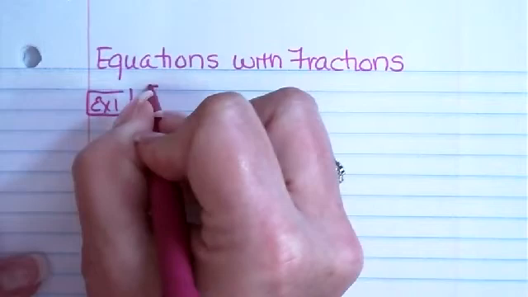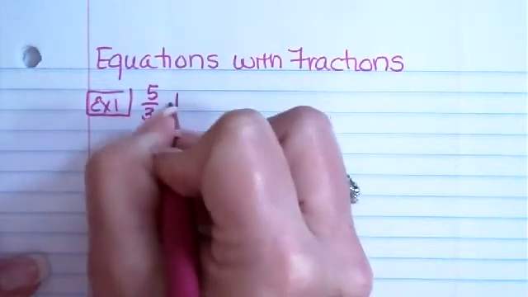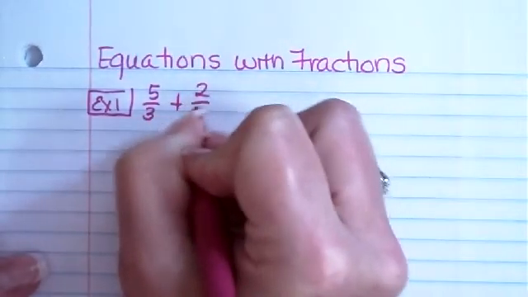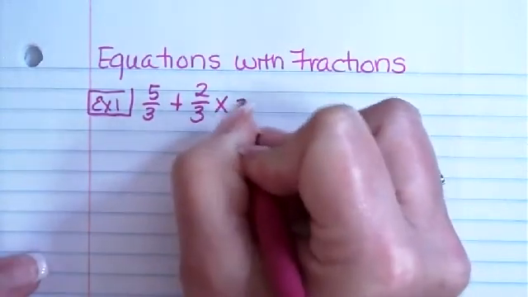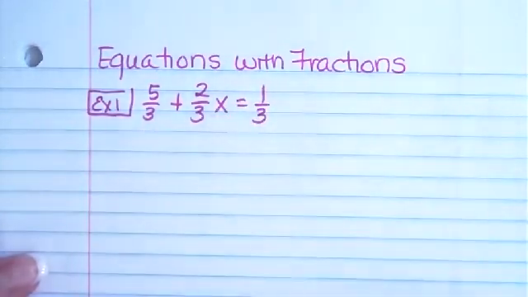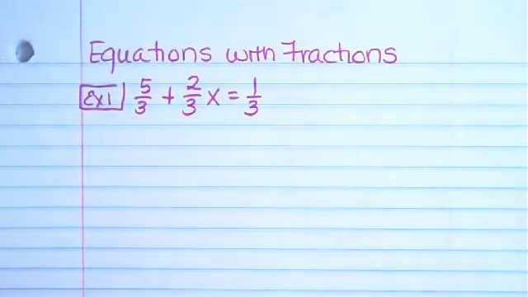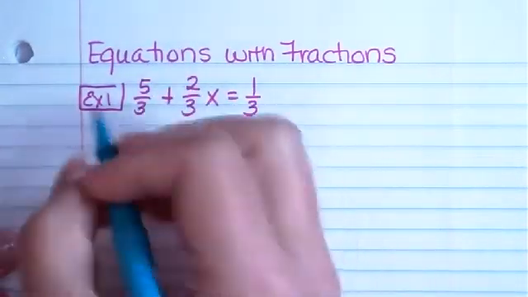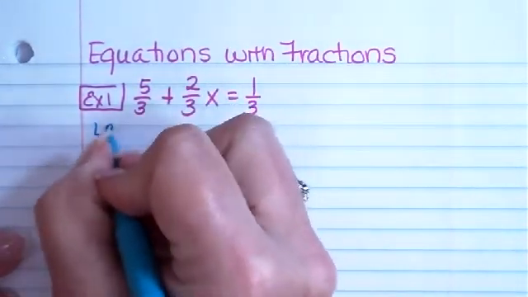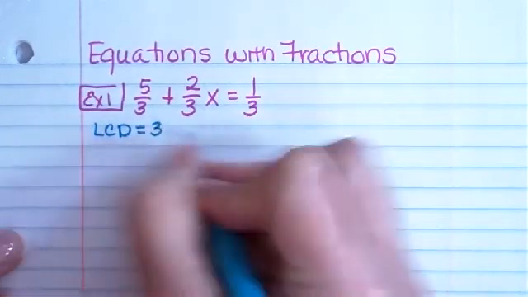So our first example is 5/3 plus 2/3 x equals 1/3. Okay, so what I want to focus on is strategies to get rid of the fraction to make the math easier for us. The strategy we're going to use is we're going to multiply by the LCD. Multiply by your least common denominator. So in this problem, I know that my LCD is 3.